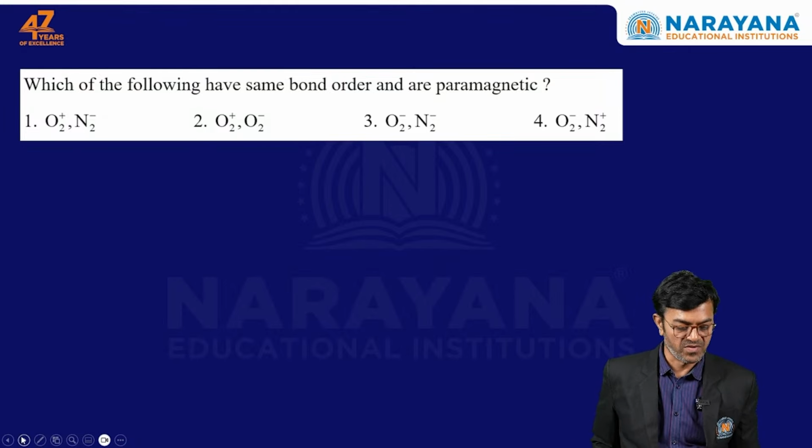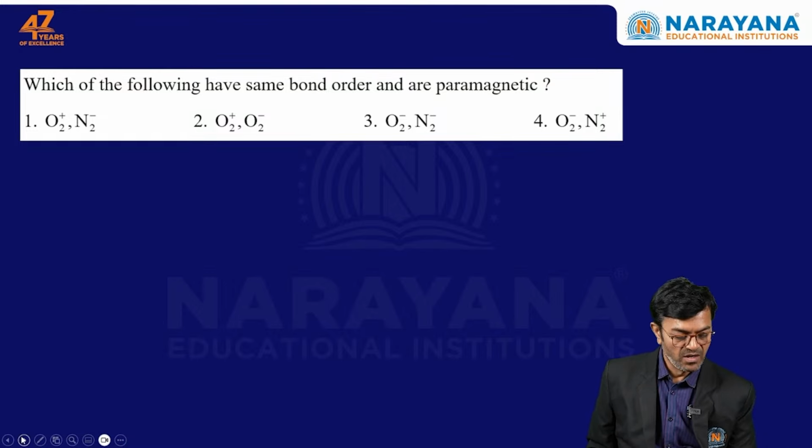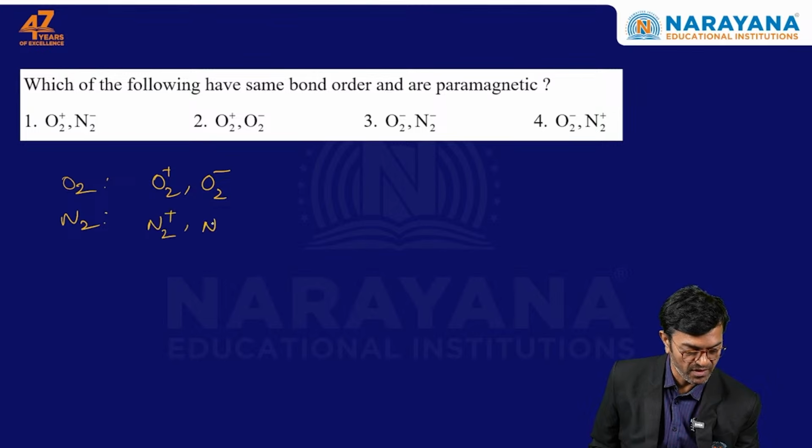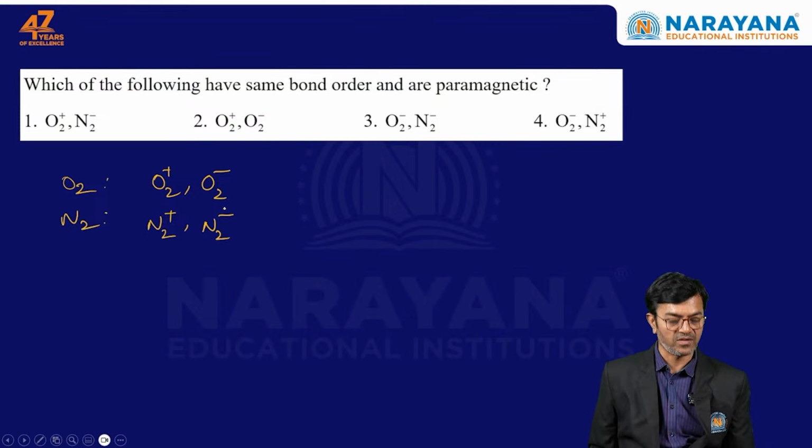Next, another question, this is related to molecular orbital theory. It is asking which of the following have the same bond order and are paramagnetic. They are related to oxygen and nitrogen. If you remove an electron, you will get O2 plus. If you add an electron, you will get O2 minus. N2 also the same: remove an electron to get N2 plus and add an electron to get N2 minus. These 4 ions have been given.